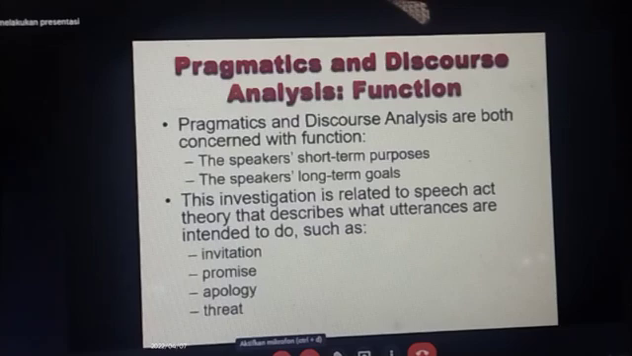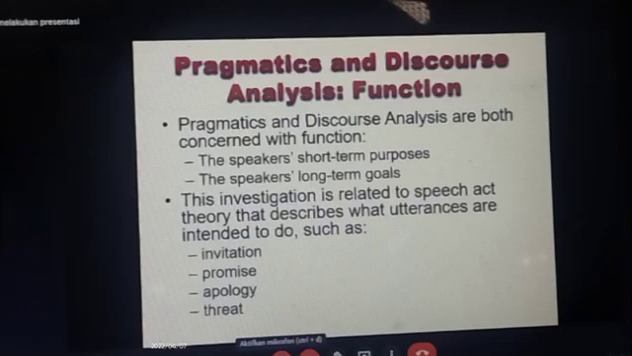Yaitu kalau the speaker short term purpose berarti, there is a good movie playing tonight. Itu adalah short term purpose-nya, yaitu memberi informasi. Tetapi goal-nya sebenarnya bukan itu. Goal-nya adalah mengajak, sehingga mengajak inilah yang disebut dengan the speaker long term goals ya.